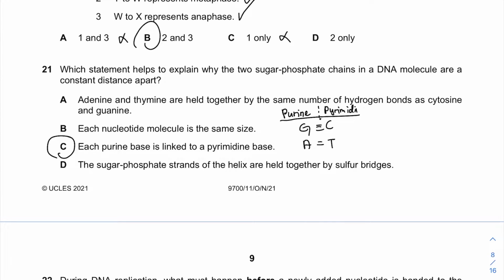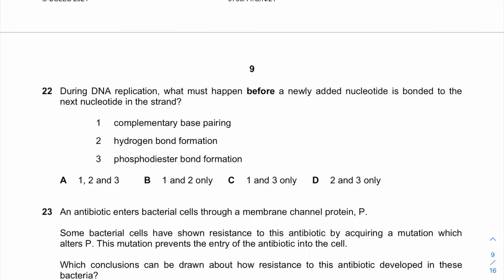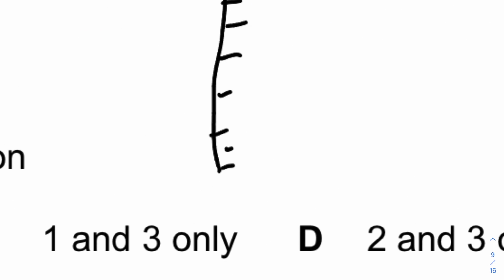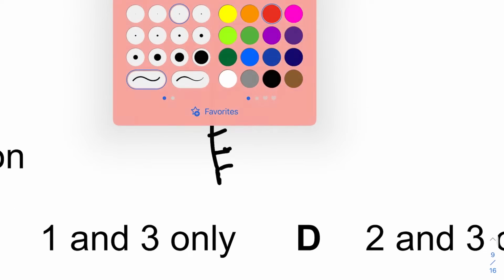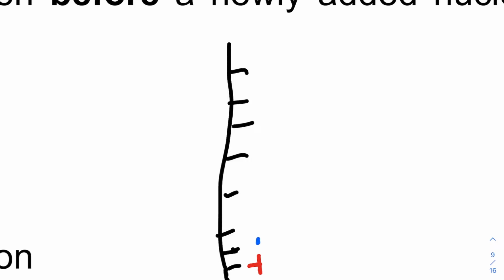and the pyrimidine. During DNA replication, what must happen before a newly added nucleotide is bonded to the next nucleotide in the strand? So during DNA replication, you have the exposed template strand, and the new strand comes in. So before the added nucleotide is bonded to the next nucleotide, because of complementary base pairing, as the DNA polymerase reads along the template strand, you would have new complementary bases.